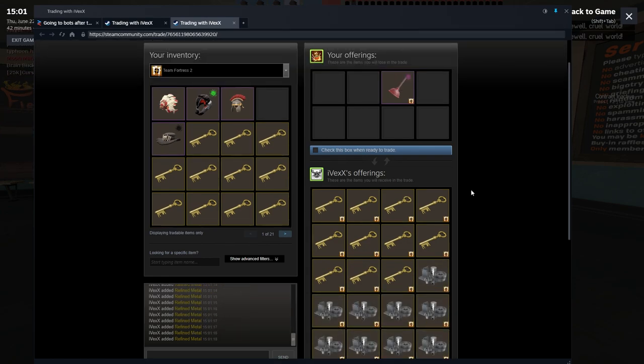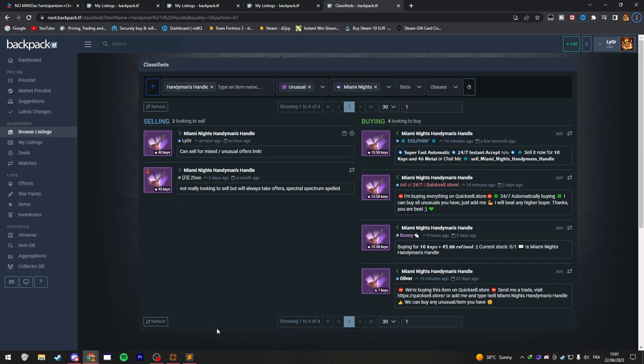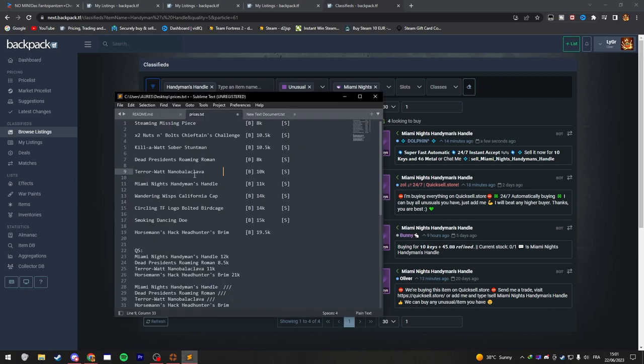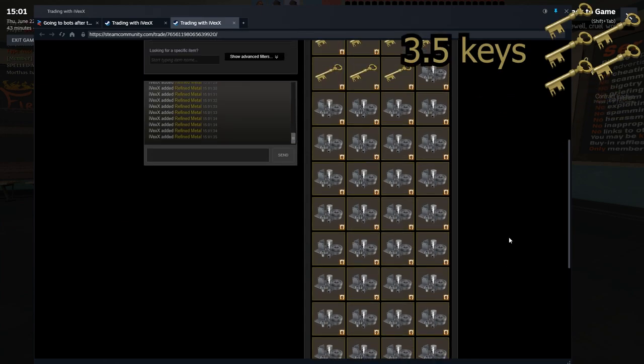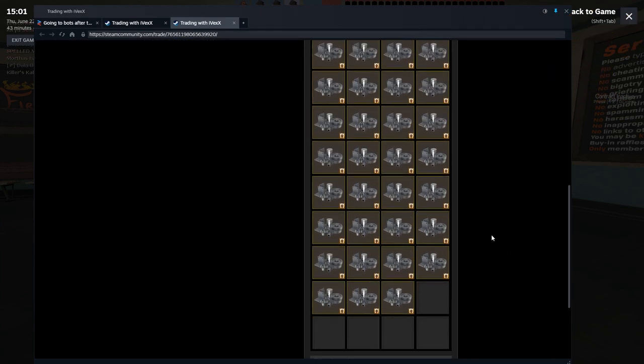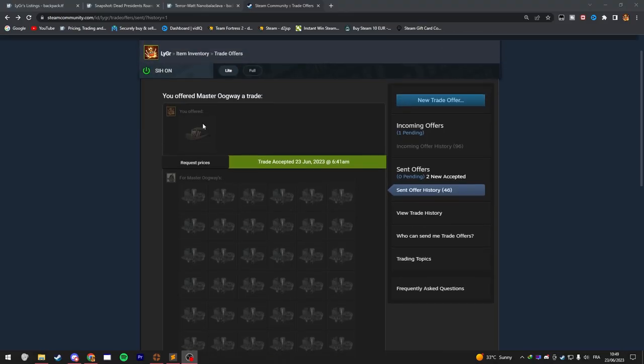And on this trade, boys, I'm selling my Miami Knights unusual for 11.5 keys. I bought this unusual for 11 keys, and that's a half key profit. Lots of half key profits this episode, and that's because the bots just crashed. That's why I'm taking any profit I can get. And look at that, boys.